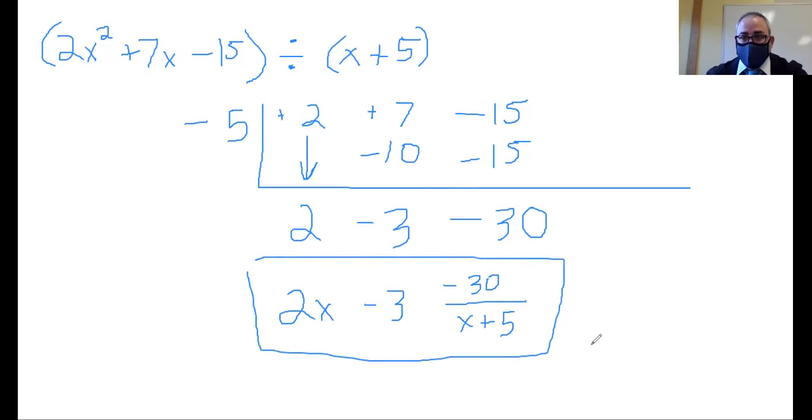Okay, that's kind of how you go about synthetic division. I hope that helps.